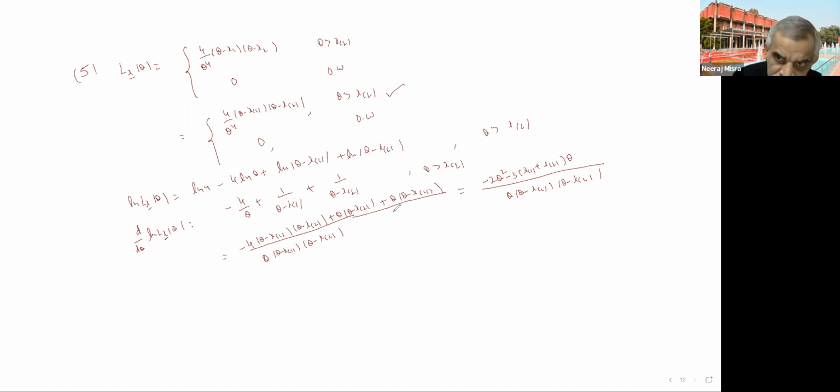The cross product term is only plus 4 x1 x2. I can take the minus outside. This will be plus, right? Because, yeah, so 2 theta square minus 3 times x1 plus x2, and what will be this? Plus 4 x1 x2.